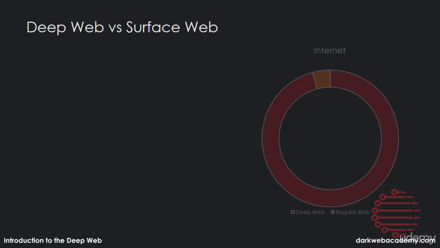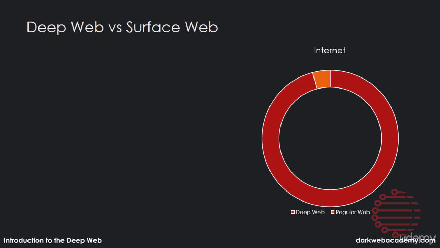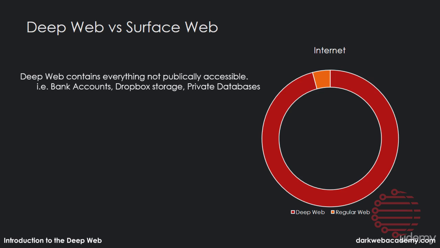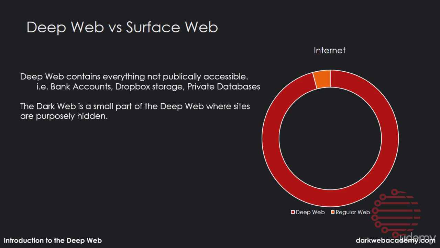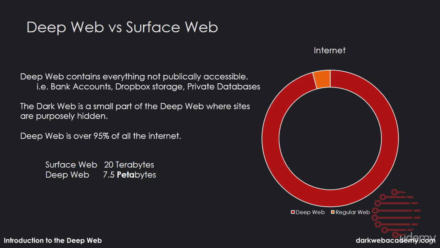Now, compared to the whole of the internet, the deep web consists of over 95% of all the data out there. The deep web is everything that's not publicly accessible, and these are things like bank accounts, your Dropbox storage, private databases, your email, your Facebook messages, anything that you can't just access with a Google link or something like that. You have to have special permissions. And when you're talking about the dark web, it's actually only a small part of the deep web where sites are purposely hidden. The deep web is over 95% of the internet, like we said before, and it's estimated to be around 7.5 petabytes of information, while the surface web is only about 20 terabytes.